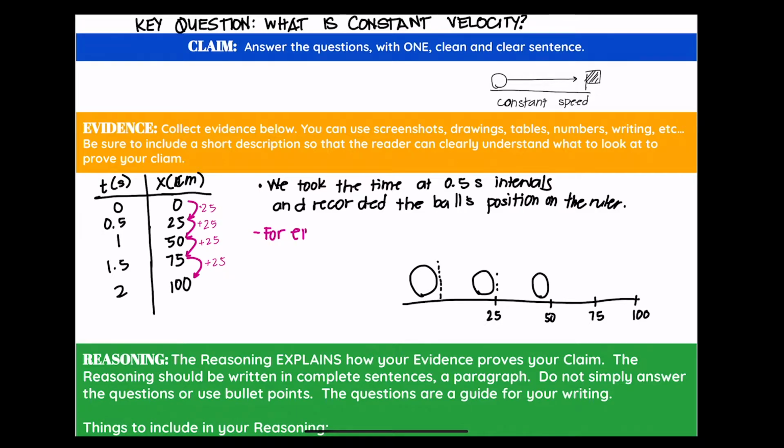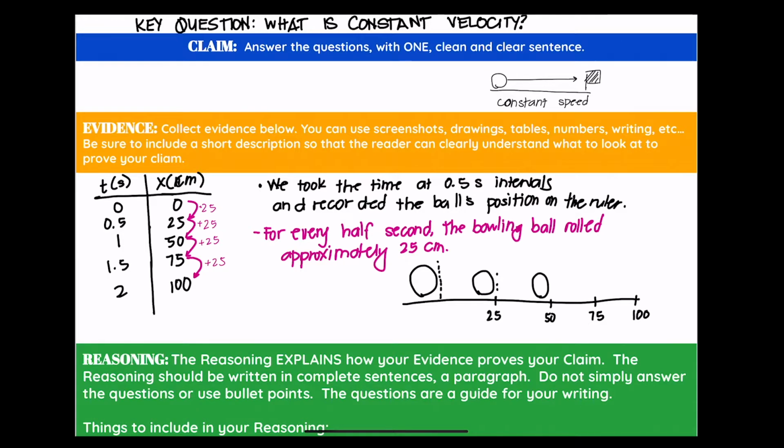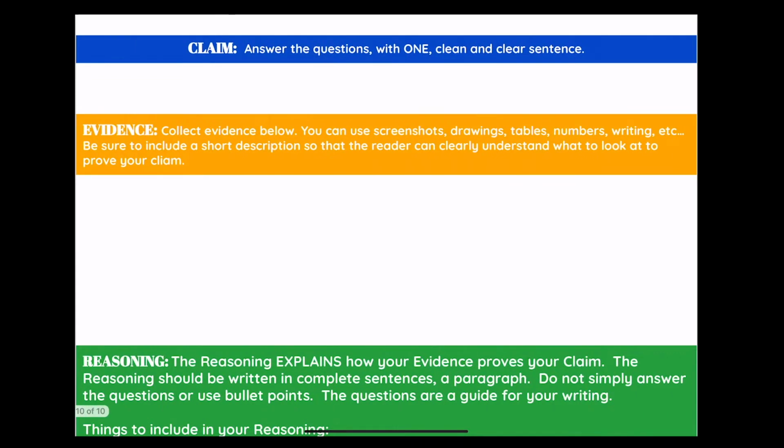And so what we noticed then, for every half second, the bowling ball rolled approximately 25 centimeters. Now, this was my data, and I don't think that your data would look the same. All right, so I made this data up. So you make sure you're using the correct data from the Pivot Interactives. All right, now that's one way of taking the data down.